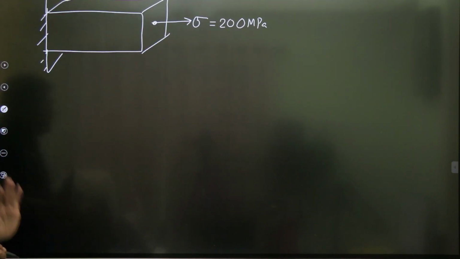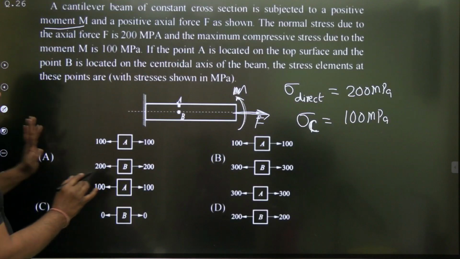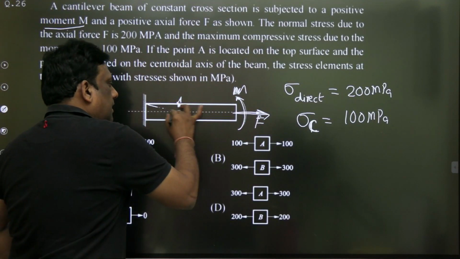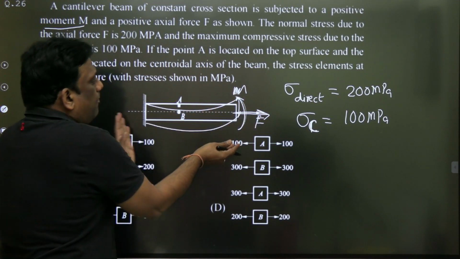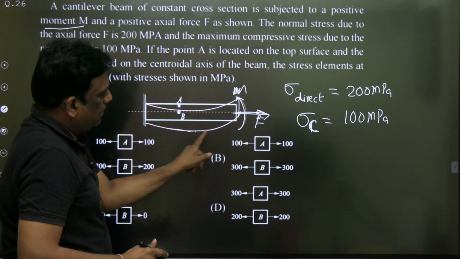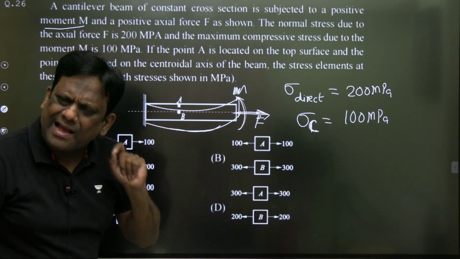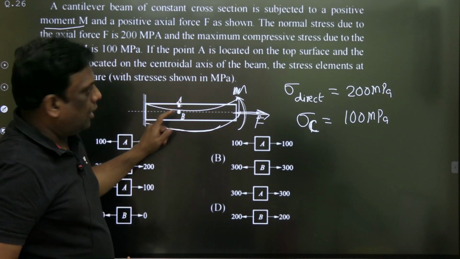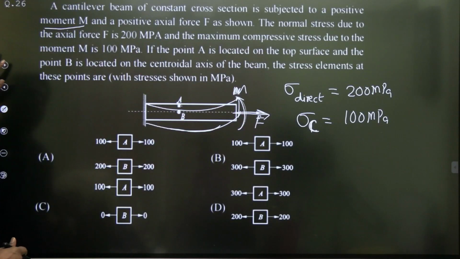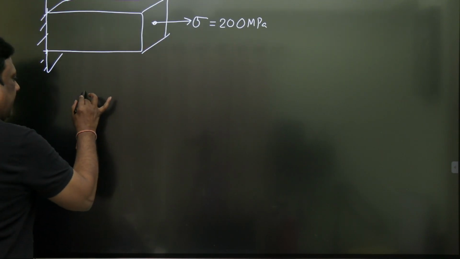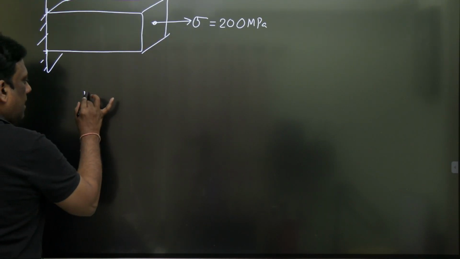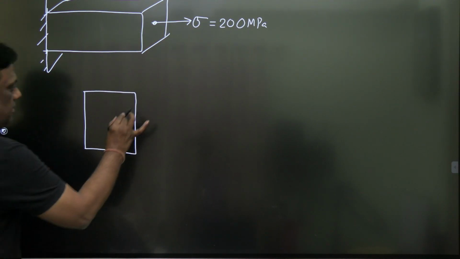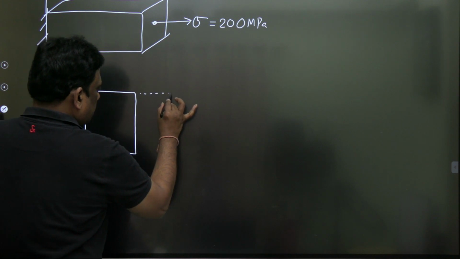And dear students, if you observe clearly, the top fibers are in compression. If you see the deformed member, the top fibers are in compression and the bottom fibers are in tension. So the maximum compressive stress is occurring at the top. Let me show you this clearly. So let me take the cross section like this.